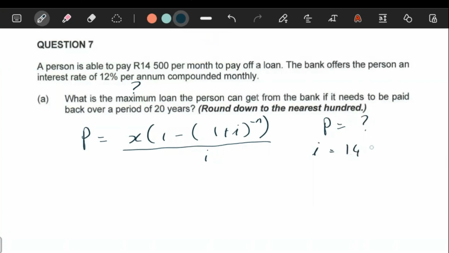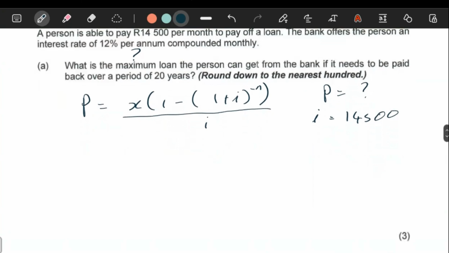x is 14,500. That's quite a lot. This is the price of what? I don't know. Maybe like a Range Rover before insurance. No, a Range Rover. I'm joking. Never mind. It's a bit less, but let's just carry on.